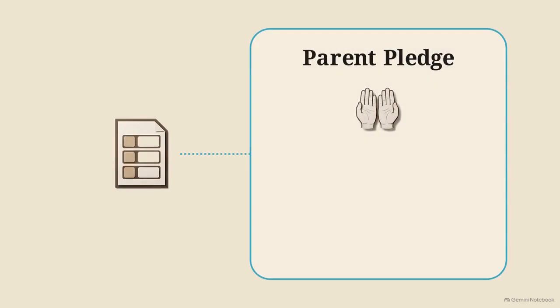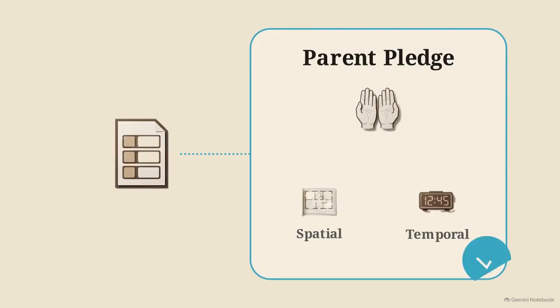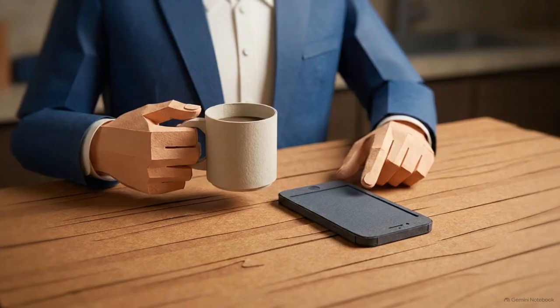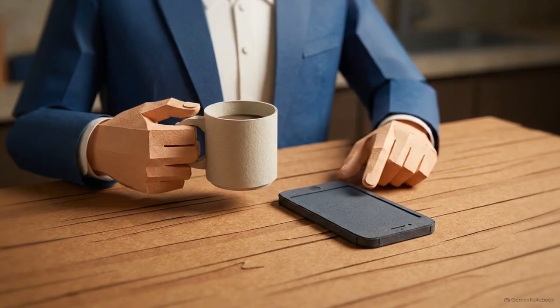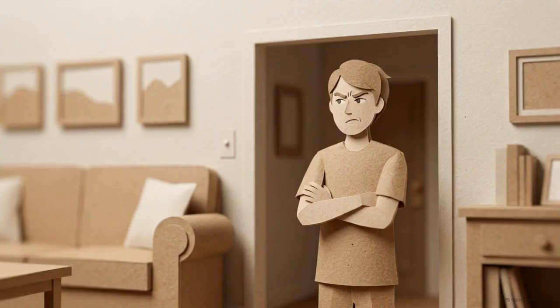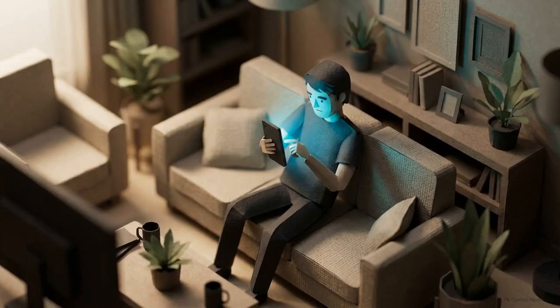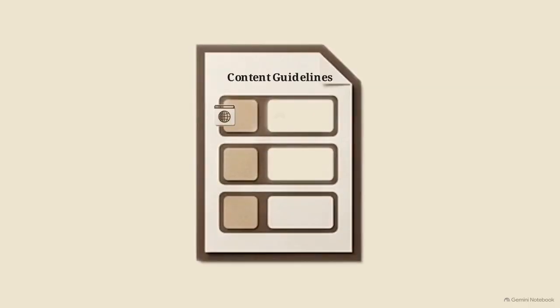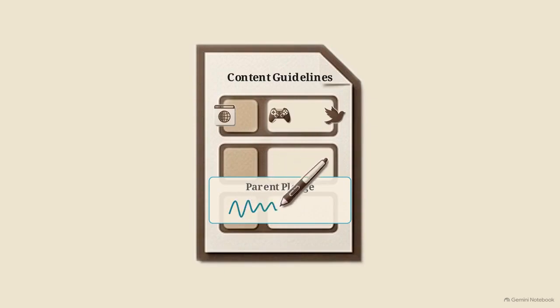To maintain this consistency, include a parent pledge. This requires adults to follow the same spatial and temporal boundaries set for the children. This means if you receive a mobile notification during a family moment, you ignore it to remain fully present. Children are likely to reject the agreement if they see the adults breaking the rules to check work emails or social media. Add the content guidelines to your document and include a signature block for the adults.